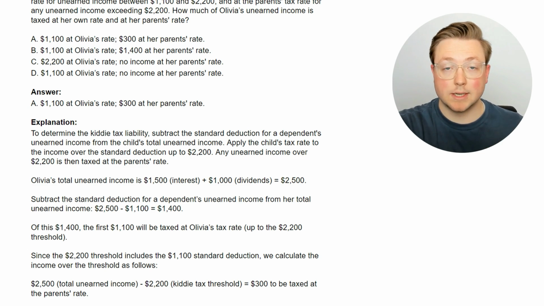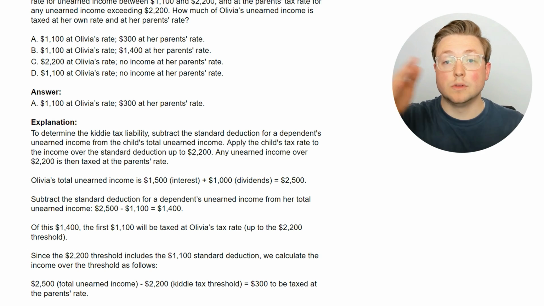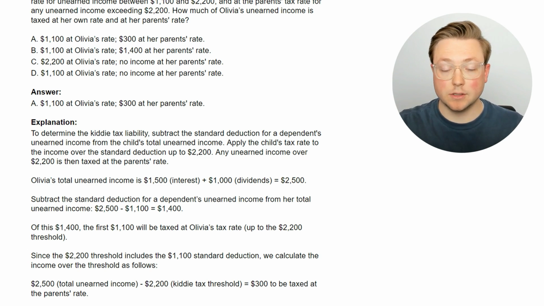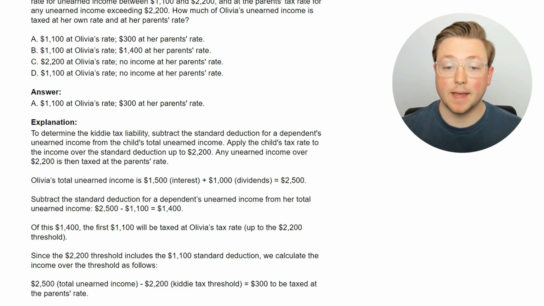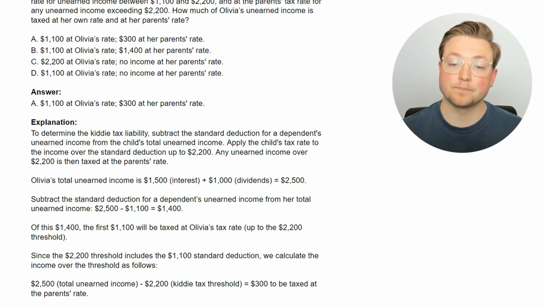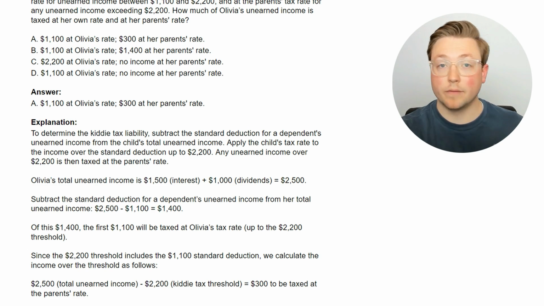Anything under that, not taxed. And then anything up to the standard deduction over again, so up to $2,200, that is taxed at the child's rate. And then any unearned income over that $2,200 is then taxed at the parent's rate. So again, let's look at the calculation. She had total unearned income of $2,500. You subtract the standard deduction once, and all of that income is not taxed.